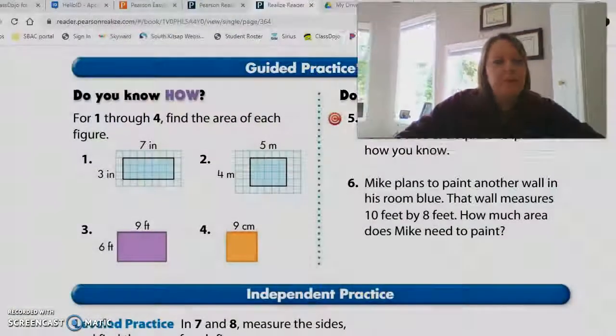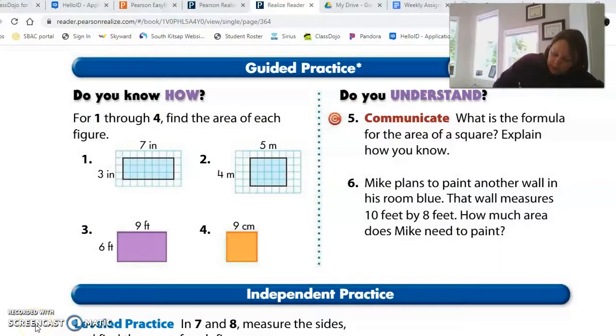Good job. 54. So it is 54 square feet. Now wait a minute, on number 4, I'm going to write down area equals length times width. Now I only have one side. How am I supposed to figure out the area if I have to know two sides? Well, this is a square, and what do we know about a square? Good job. All the sides are the same length.